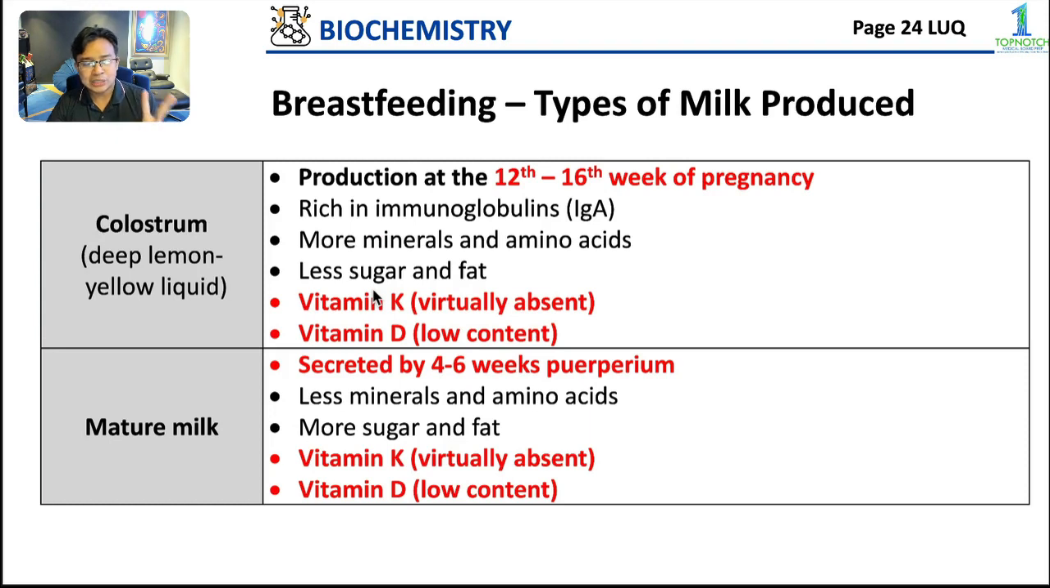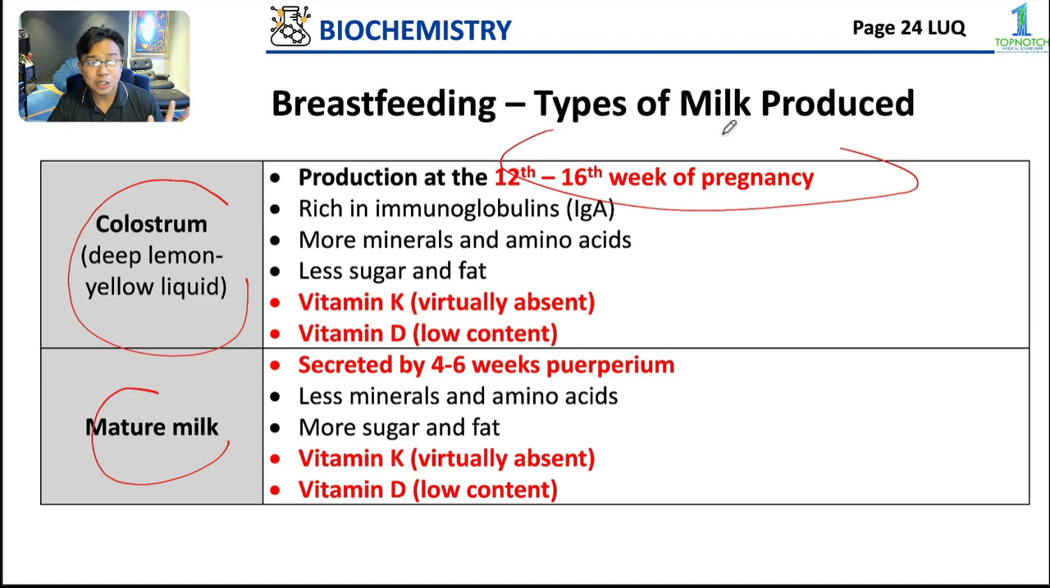And take note that you have two types of milk produced during breastfeeding, the colostrum and the mature milk. Colostrum is produced at the 12 to 16 week of pregnancy. That early. And relatively, it is rich in IgA for the defense of the baby, more minerals and amino acids, and less sugar and fat. While the mature milk, usually found during puerperium, has fewer minerals, and more sugar and fat. So, its quality is more packed. Hence, eventually, when you need to transition to foods afterwards.